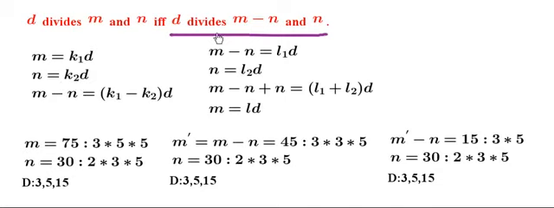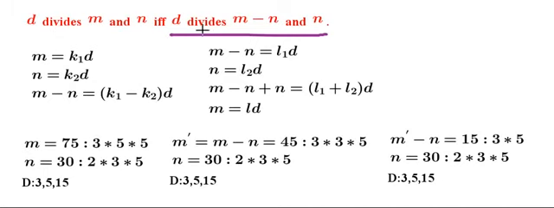And now we need to show that D divides m minus n. So m minus n is nothing but (k1 minus k2) times D. So ultimately m minus n is a multiple of D. And n is anyway a multiple of D. So we can say that D divides m minus n as well as n. So the forward part is done. Now consider the reverse part.